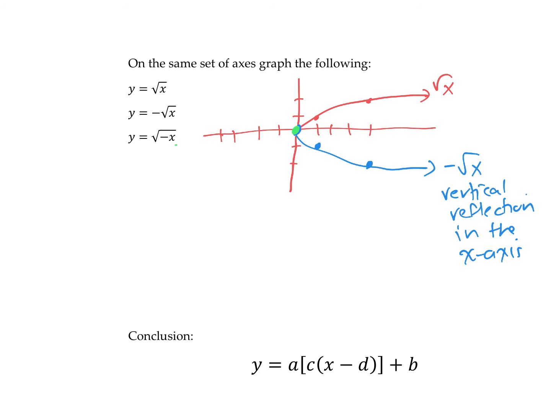I'll have to use negative values for x. So let's say x was negative 1. A negative times a negative is a positive. Square root of 1 is 1. So when I use x as negative 1, I get y as 1. If I take x as negative 4 and apply this negative, now I have positive 4, which gives me an answer of 2. So this is negative root x. So this is a horizontal reflection in the y-axis because the y-axis is now the mirror line.